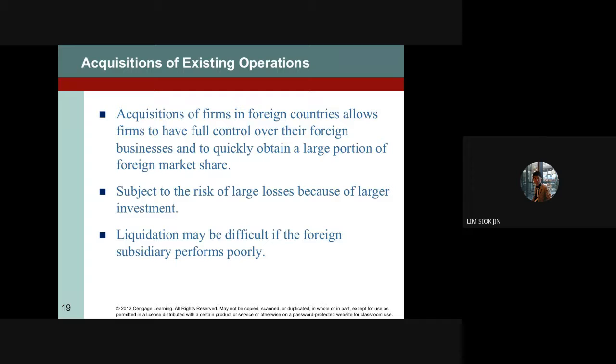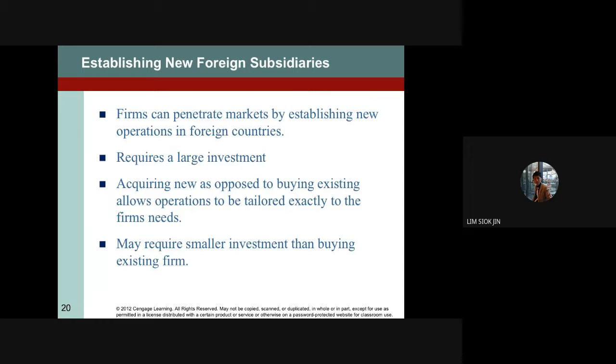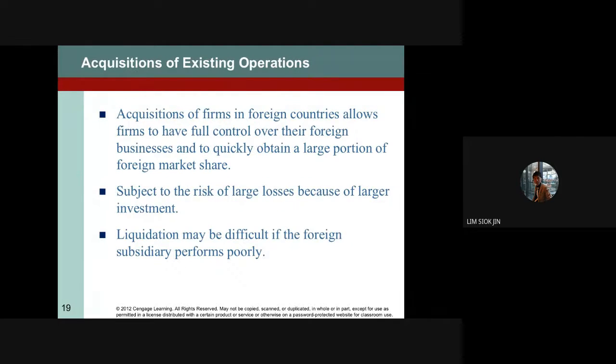acquisition of existing operation. One example, I forgot to mention. You know Lotus Malaysia? You know Tesco? If you go to Tesco in Malaysia, it is no longer Tesco. They now belong to Lotus. Lotus is a Thailand group, a very big supermarket in Thailand. They entered the Malaysian market through acquisition. They bought over Tesco, right? Instead of coming in as new, which means they would have to buy land and build their own supermarkets. No. They took over Tesco, so they converted all the Tesco buildings into Lotus.